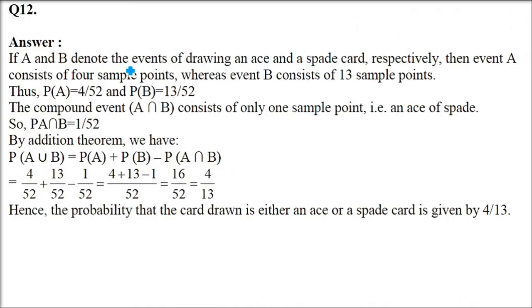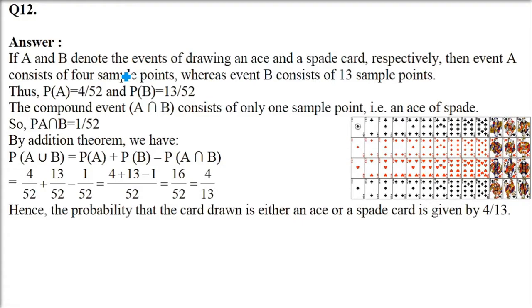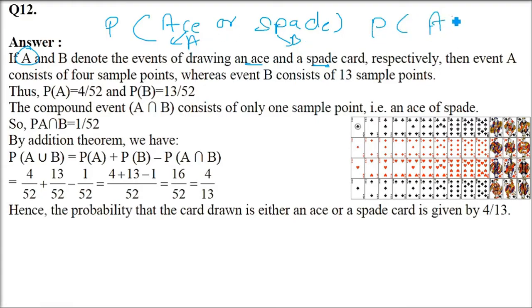Next is question number 12. A card is drawn from a deck of 52 cards. Find the probability of getting an ace or a spade card. So the probability of ace or spade, this is how we write. It's clear that we are going to find the union. P(A union B). A is the event of getting an ace. B is getting a spade card. So this is A and this is B. We are taking the events, so essentially we have to find P(A union B).